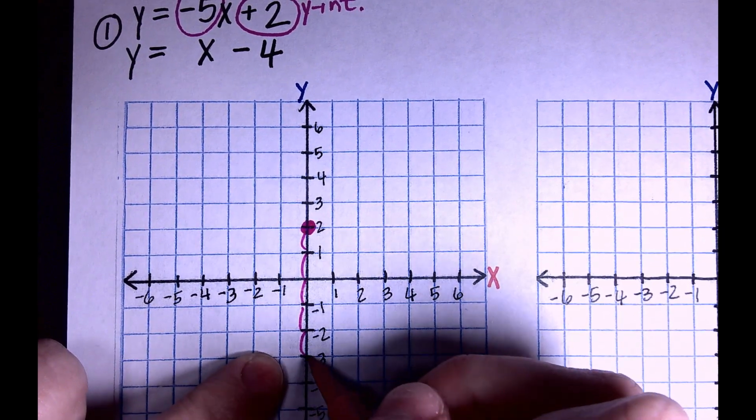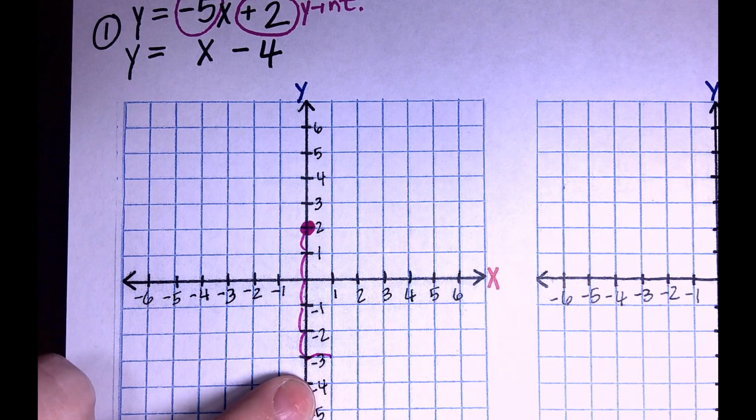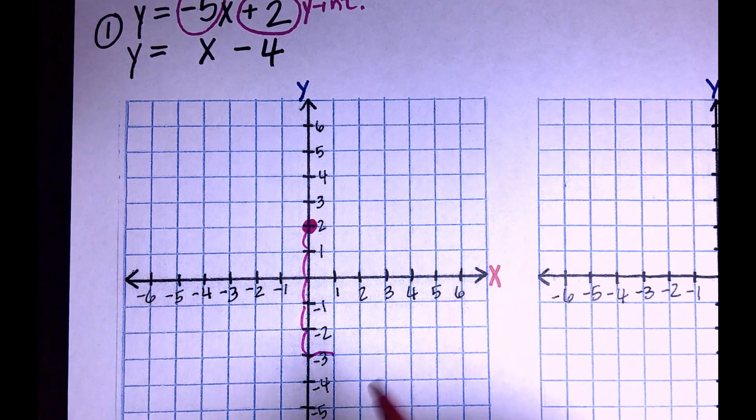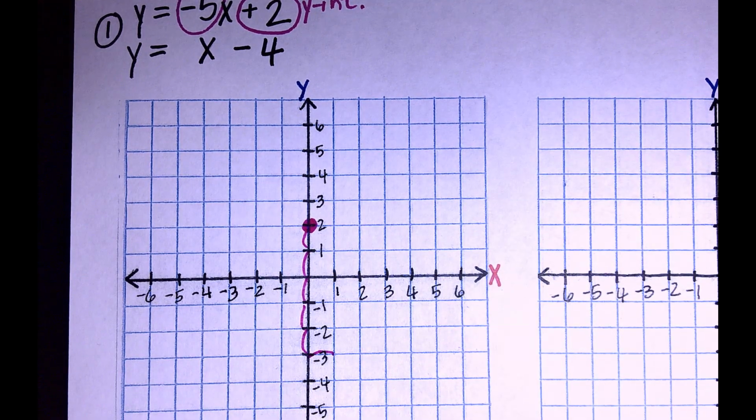Why am I going over 1? Why don't I just go down 5 and I'm done?